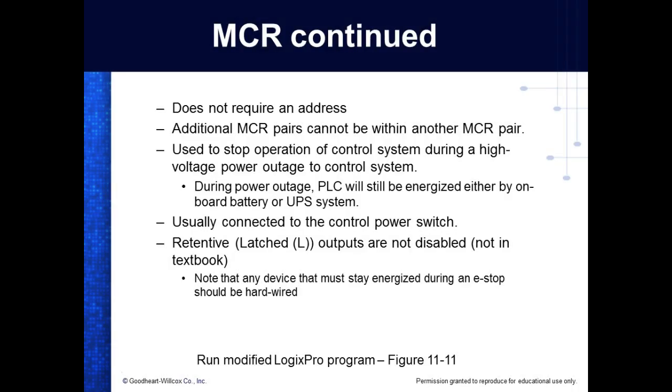It does not require an address, so an MCR instruction is just an MCR instruction. Additional MCR pairs cannot be within another MCR pair. Y'all understand what that means? So you can't have an MCR between two MCRs. You can have multiple MCR pairs, but they can't be within each other. Does that make sense?